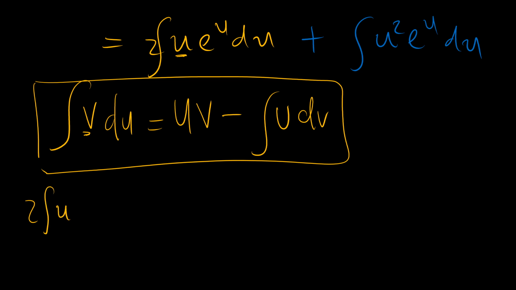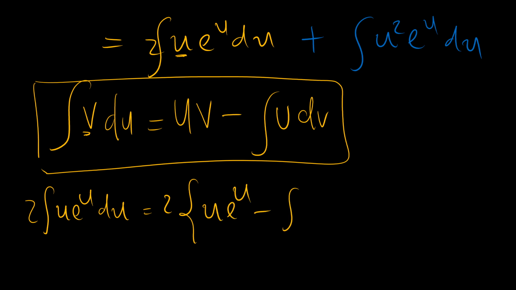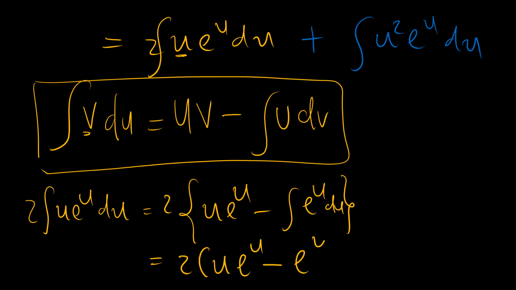So this is equal to 2 times u e^u minus the integral of e^u, since dv is u differentiated with respect to u, and we're left with that. So which becomes 2 in brackets u e^u minus e^u plus the integration constant.